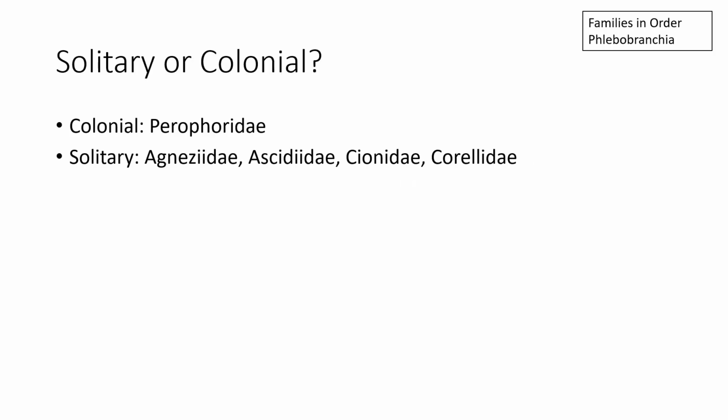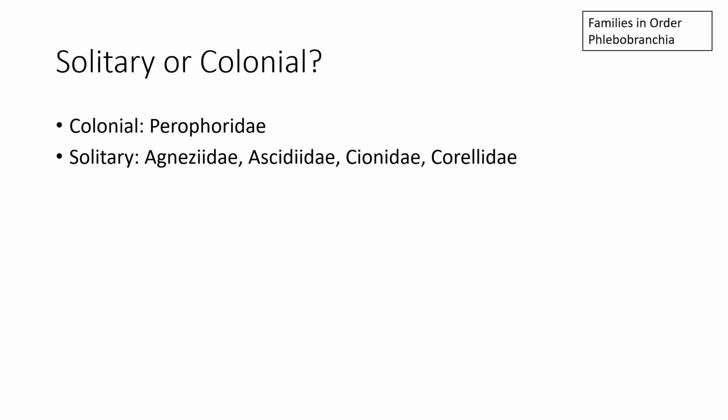The first thing to figure out if you're trying to understand the Phlebobranchia is whether your animal is solitary or colonial. And as a review from the previous video, a solitary individual lives alone, not attached to any other ascidian, whereas a colonial individual is genetically identical to other zooids living in very close proximity to it.